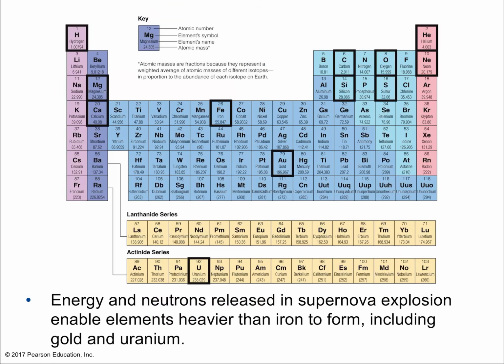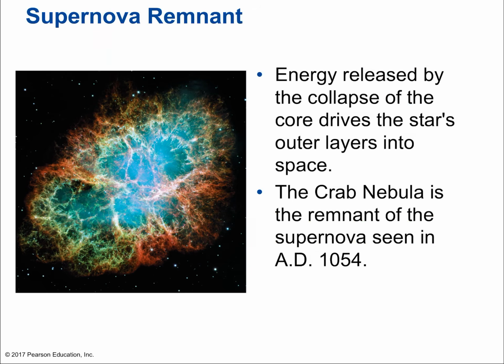So energy in neutrons released in supernova explosions enable elements heavier than iron to form, including gold and uranium, because when that huge explosion happens, it actually creates fission because there's so much energy. It's like a nuclear bomb, and it can then split apart elements and then recombine them into heavier elements. Okay? So the energy released by the collapse of the core drives the star's outer layers into space. That creates big nebulae, such as the Crab Nebula, which are supernova remnants. So that's one particular type of nebula that exists in the universe, supernova remnants.